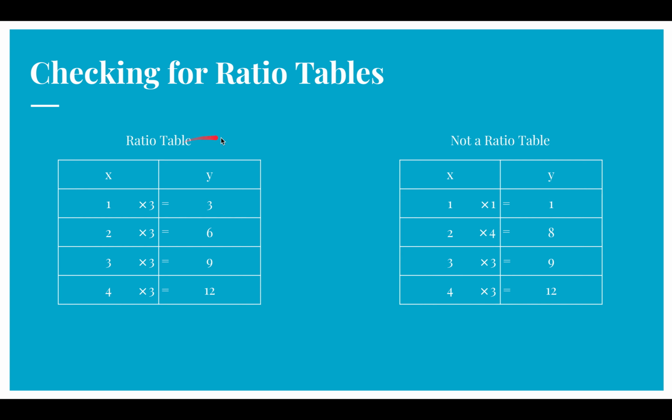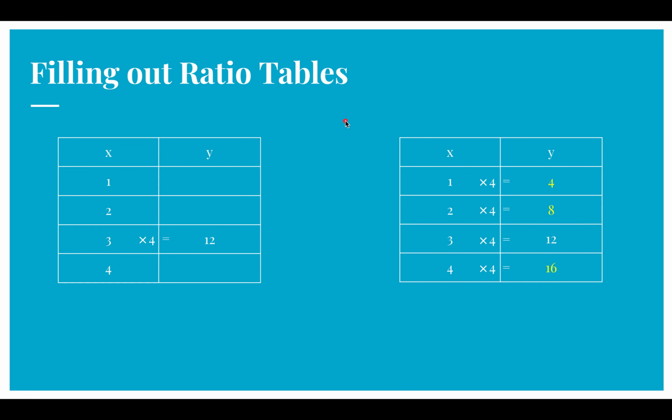How do we check for ratio tables? We divide y by x to see what we have to multiply x by to get to y. And if every single one is the same number, as it is in this ratio table where every single one is 3, we have to multiply any x value by 3 to get to y. Then we have a ratio table. But in this one, we have to multiply this first value by 1, the second value by 4, and these other two values by 3. And since we had to multiply by a different number every time, we know that this is not a ratio table.